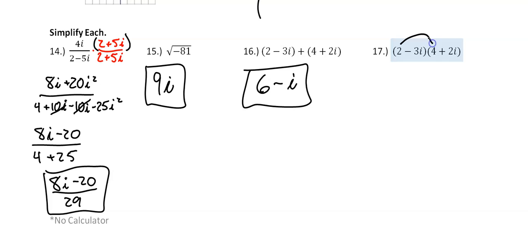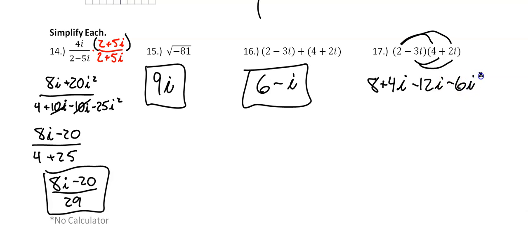All right. The next one is where we're actually multiplying. We have to FOIL or distribute, so we have to distribute that 2 to each of these. That's an 8 plus 4i. And then we have to distribute that -3i. That's a -12i minus 6i squared.